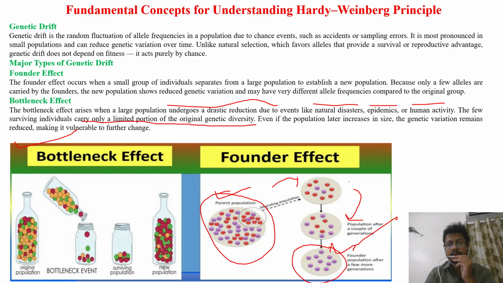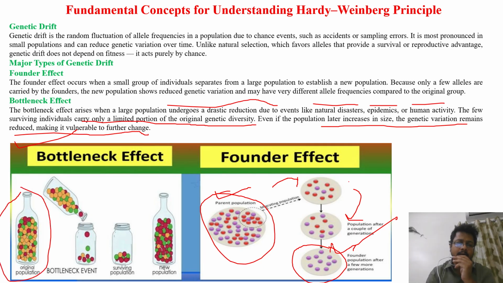It occurred purely due to chance, because the natural disaster, by chance, accidentally favored one type of allele. So even if the population later increases in size, the genetic variance remains reduced, making it vulnerable to further change. Suppose we see a population, then what happens in the bottleneck effect?